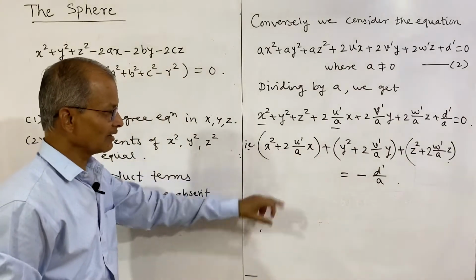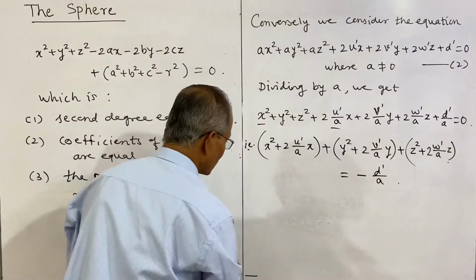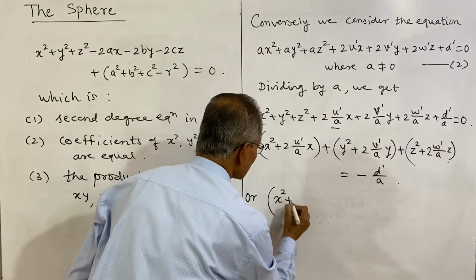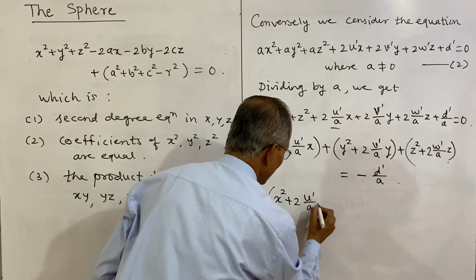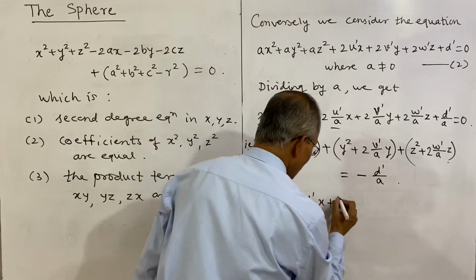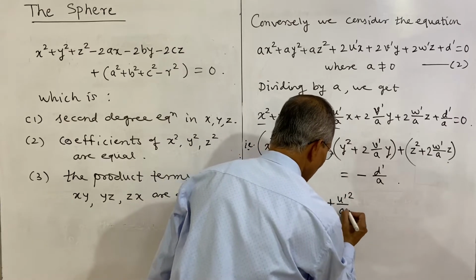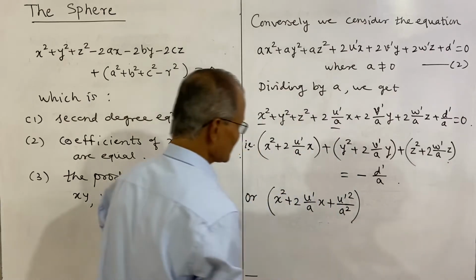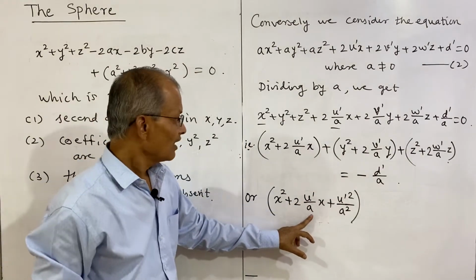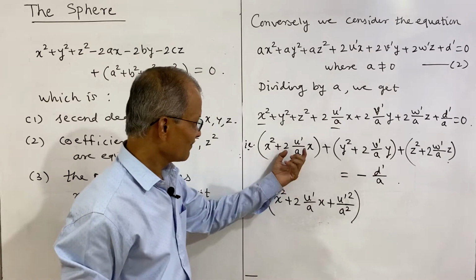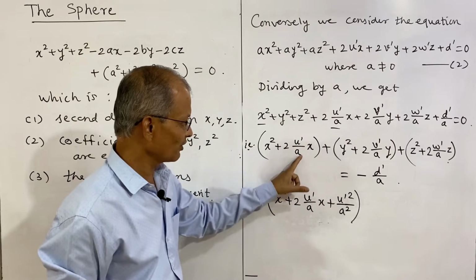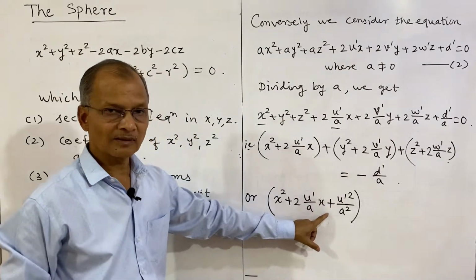Now we will add the third term to each bracket. This can be written as x square plus 2u prime divided by a into x, plus now the third term is the square of this, that is u prime square divided by a square. So thus we have added this term by the formula. How to get the third term? Divide the middle term's coefficient of x by 2, we will get u dash upon a, and the square of that is the third term.